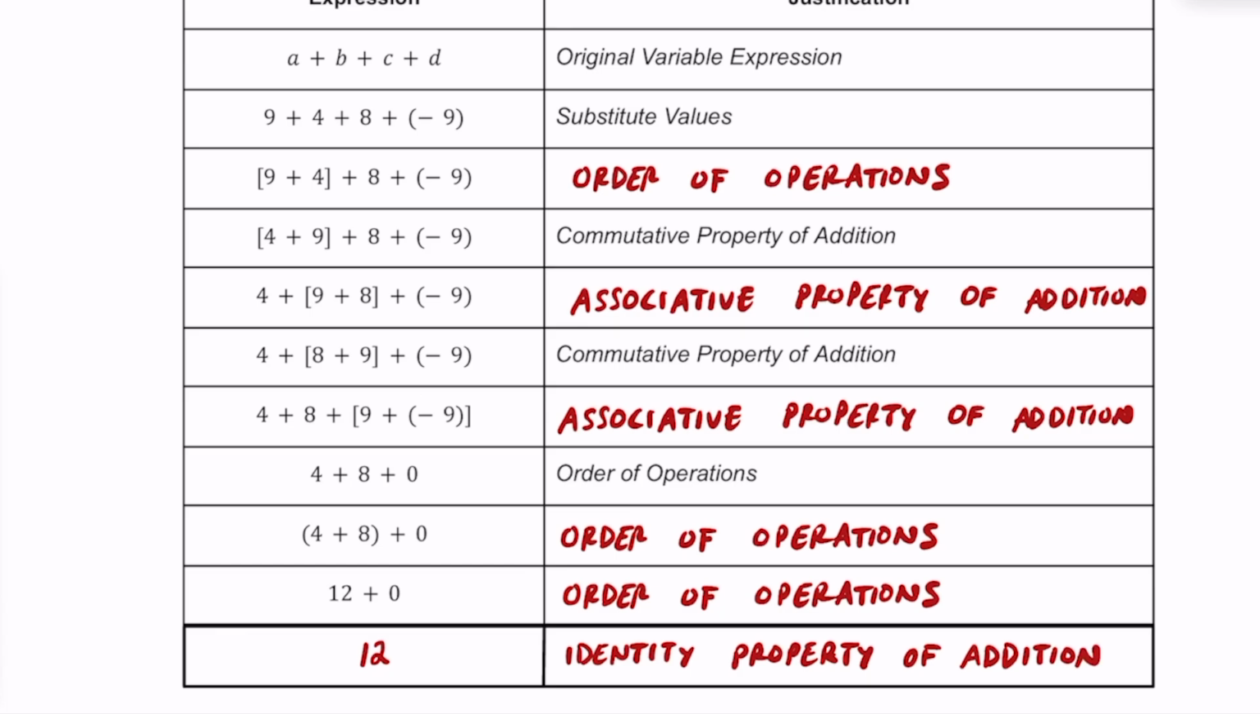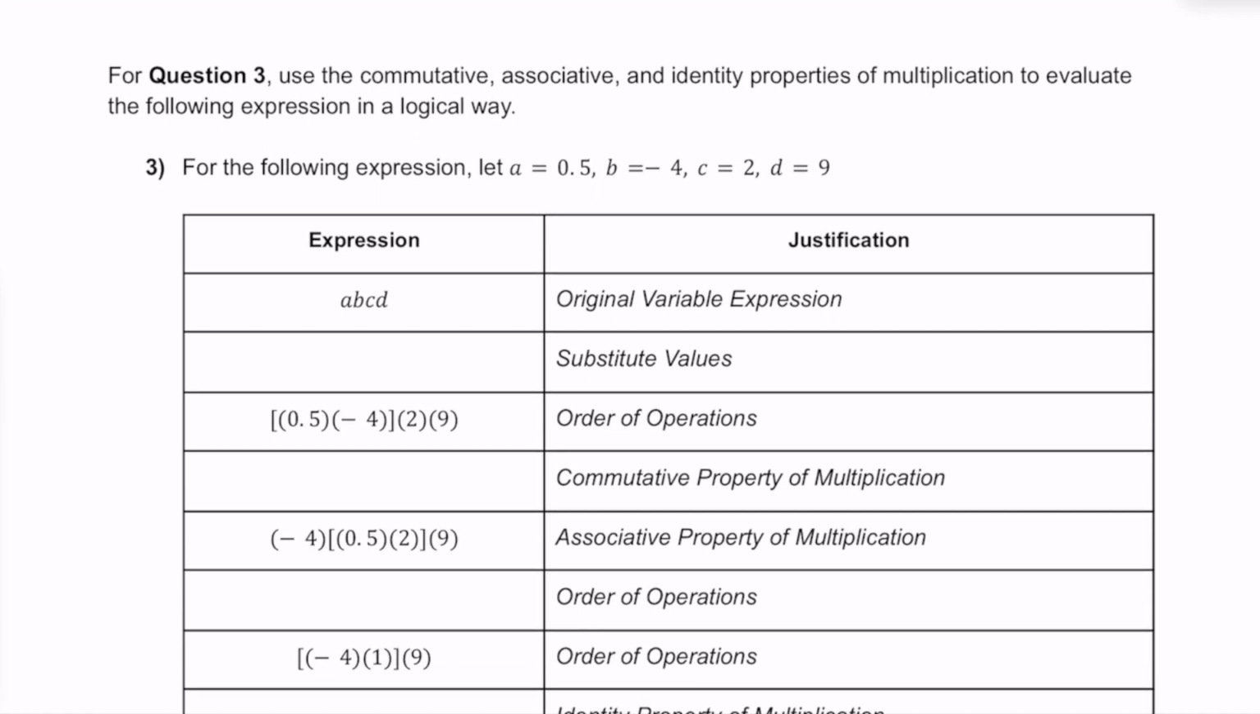All right, cool. Let's move on to number 3. Here we have another example, but this time we're going to use the different properties of multiplication instead. And the goal is to use the commutative, associative, identity properties. And it looks like we have all the justifications, but we just need to fill in some of the expression steps along the way.